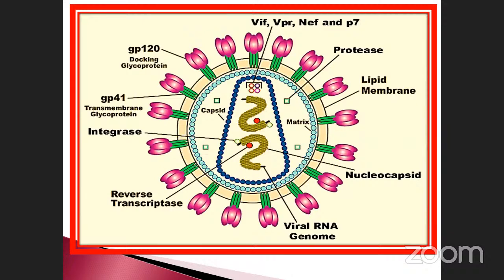It is called the matrix. Inside there is a single-stranded RNA molecule with the presence of the reverse transcriptase enzyme. Not only that, there is another enzyme called the integrase enzyme. The integrase enzyme only helps with the incorporation of the viral DNA into the host DNA. Okay, we already know about those things.